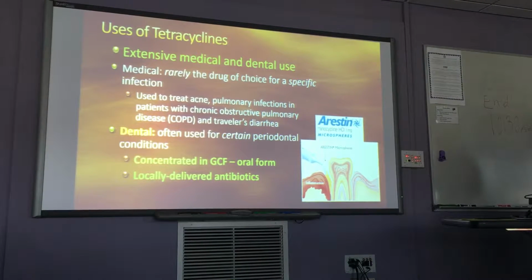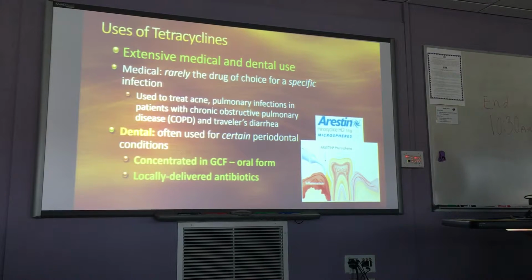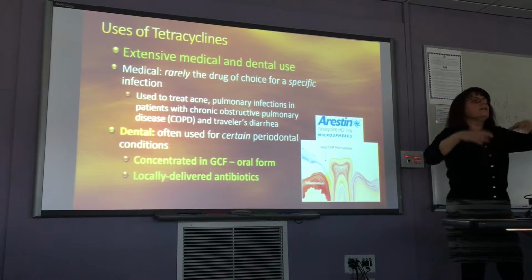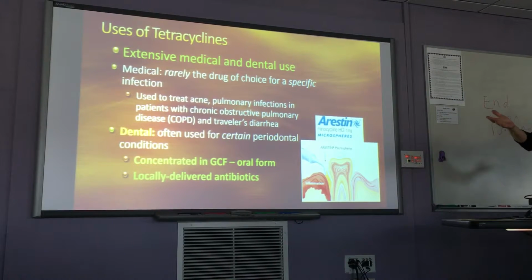Okay. Tetracyclines have very extensive medical and dental use. It's rarely the drug of choice for a specific infection, right? Because it's a very broad spectrum antibiotic. It's also used to treat things that are a little bit more broad, like acne, sometimes pulmonary infections, people with COPD that have a pulmonary infection. It's also used for traveler's diarrhea, which I think is strange because it also causes diarrhea for some people.